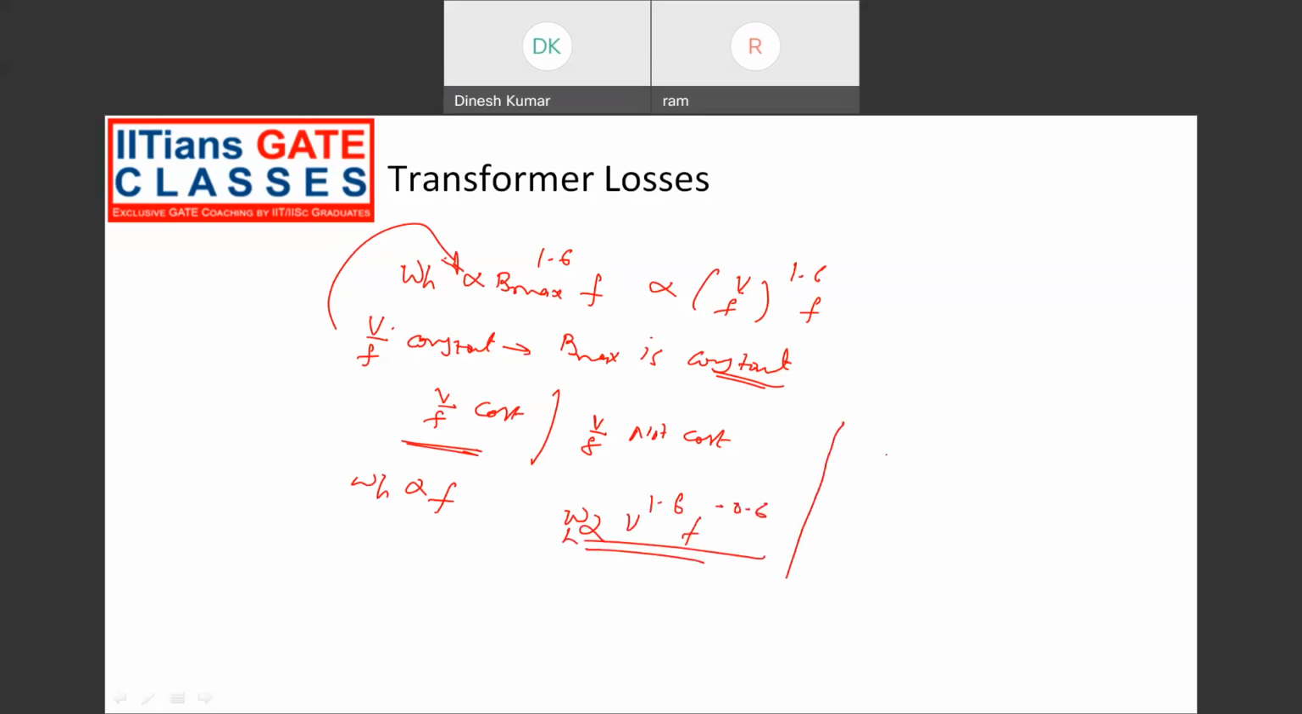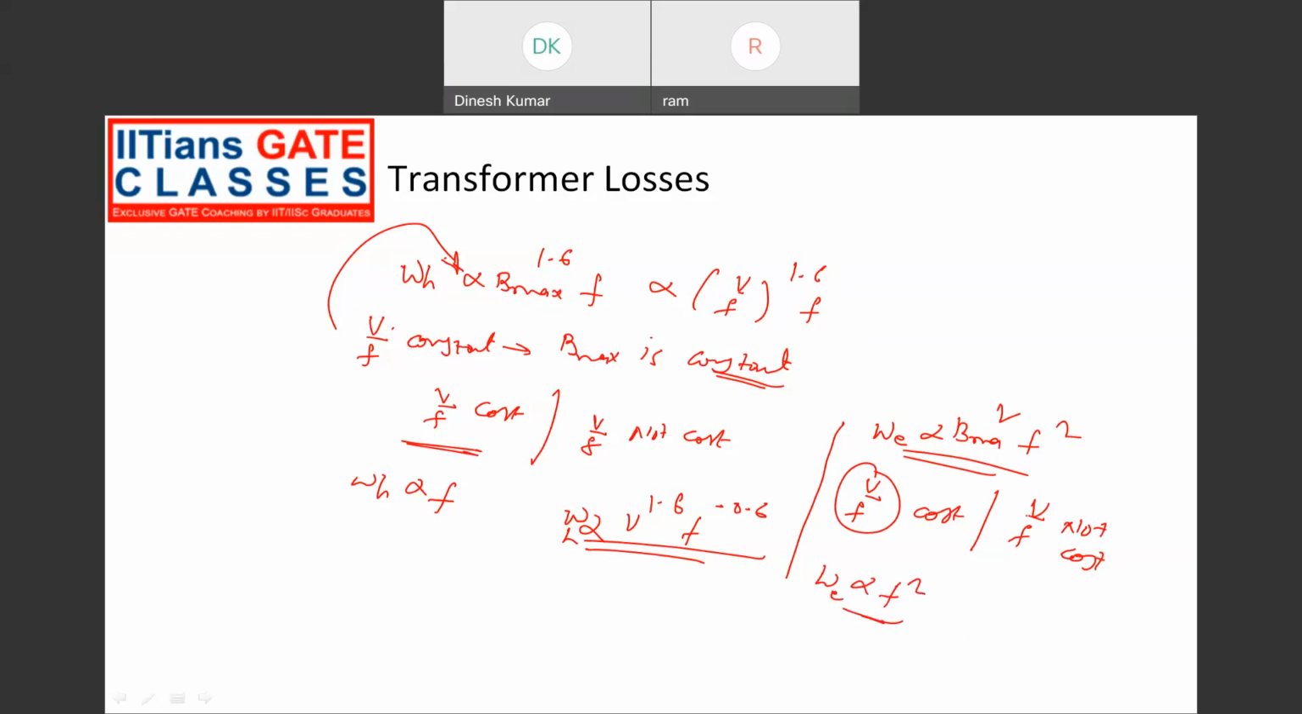Similarly, we have eddy current losses, which is proportional to B max square F square. So here also we'll take two cases, V by F constant and V by F not constant. When we have V by F constant, which means B max is constant, so We is proportional to F square. And if B max is not constant, then substitute V by F for B max. Then we get eddy current loss proportional to V square.